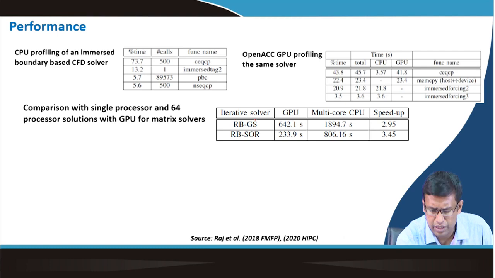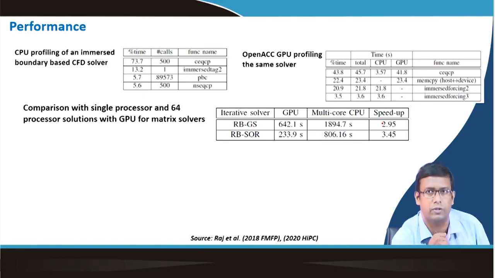And we considered iterative solvers, and we can see that this basically requires iterative solvers. So from a multi-core CPU, 64 processor Xeon CPUs, to GPUs, there is a 3 to 3.5 times speedup. So an OpenACC tuned GPU program can give you much faster performance than 64 core processor CPUs.